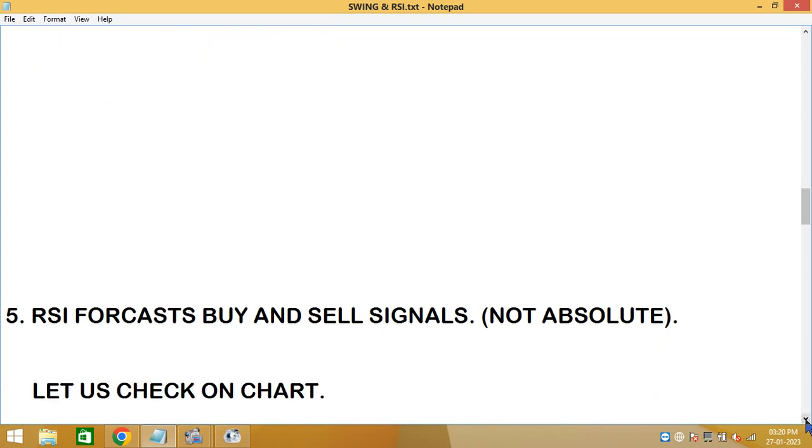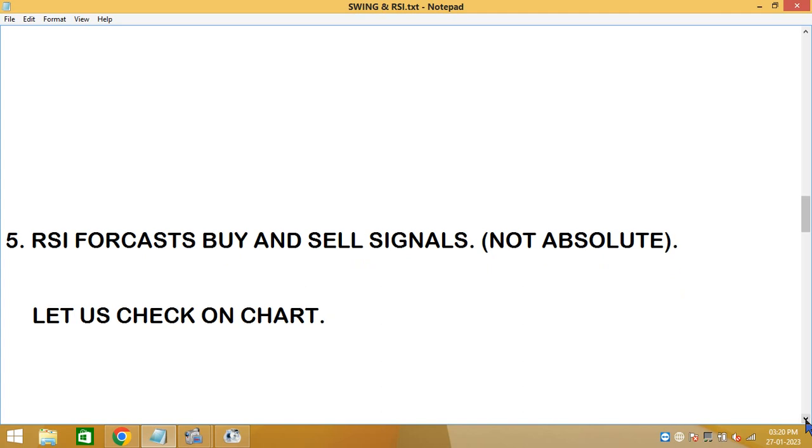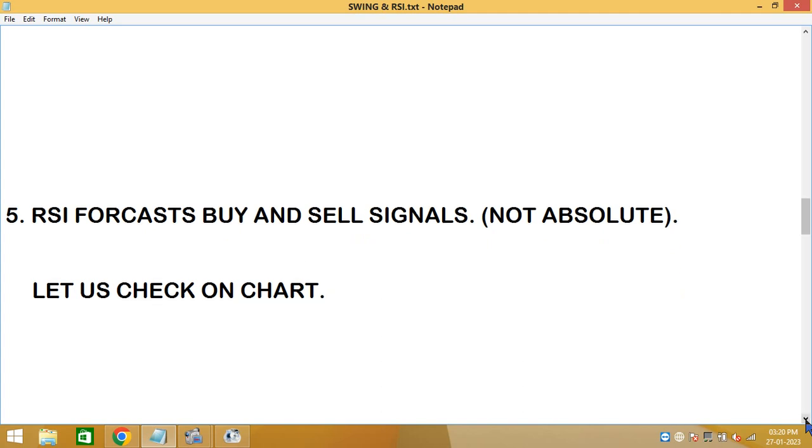RSI will forecast buy and sell signals, but they are not absolute. What does it mean they are not absolute? See, the word actually here is forecasting. That means it is for the future. Your sell signal will be for the future. Your buy signal also will be for the future. And friends, we will see this on the chart.